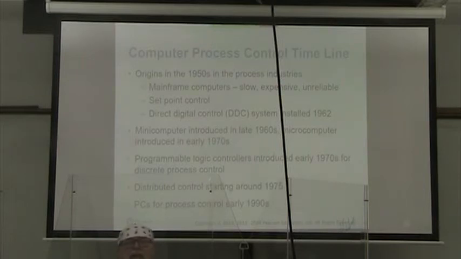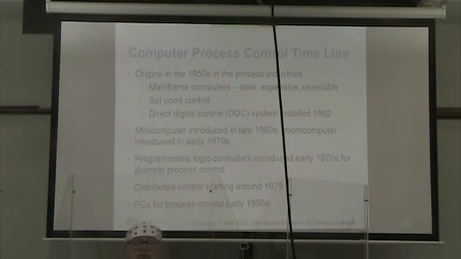When we think about computer process control, the timeline, first of all, these guys say it started in the 50s. Actually, depending on how you define computer, it started much earlier. It was first used in the process industries. First, we had mainframe computers. They were very slow and expensive, and had a certain amount of unreliability.